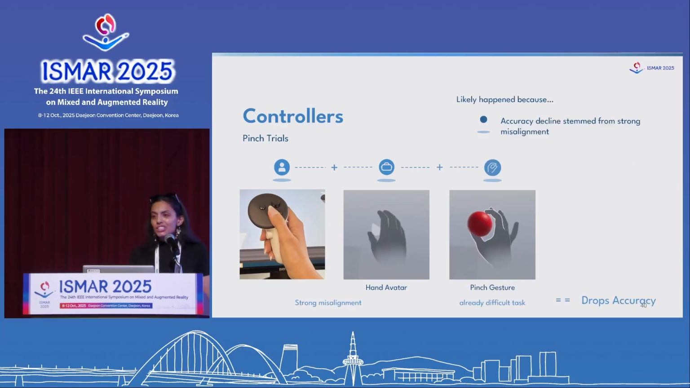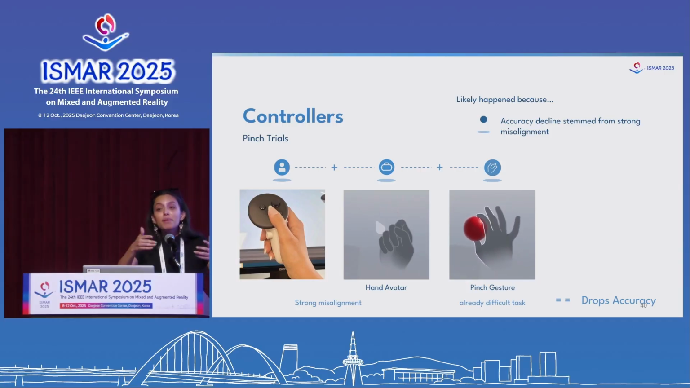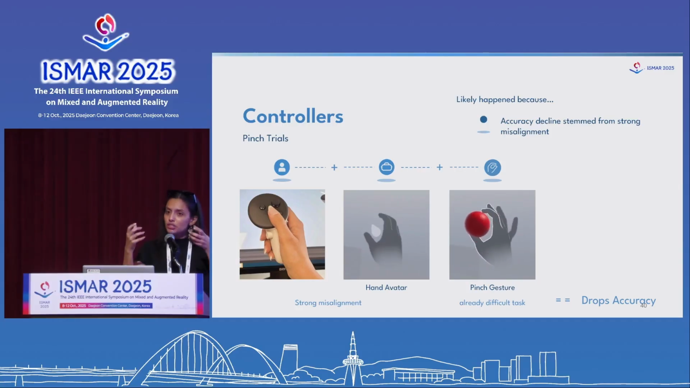So pinching, that gesture requires fine motor control between the thumb and the index finger, something participants cannot reproduce when gripping onto controllers. In contrast, it benefits more for the grasp trials. It matches their physical and visual state. Participants even stated that they strongly preferred grasping over pinching. They said it felt more comfortable, more natural to them. So by combining an already difficult pinch gesture with a strong misalignment between what they're doing and seeing, it just declined their accuracy.